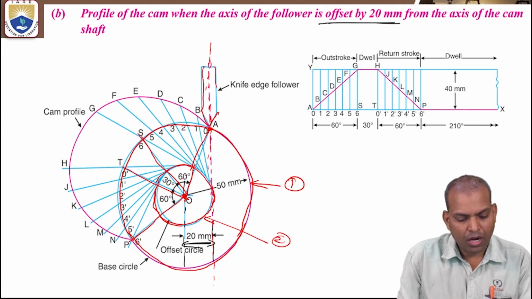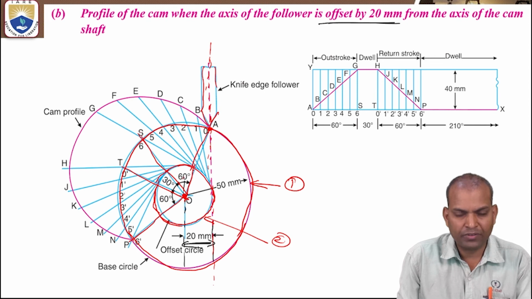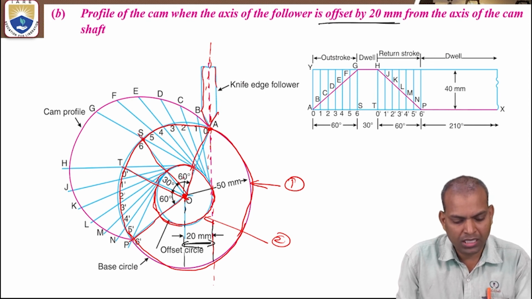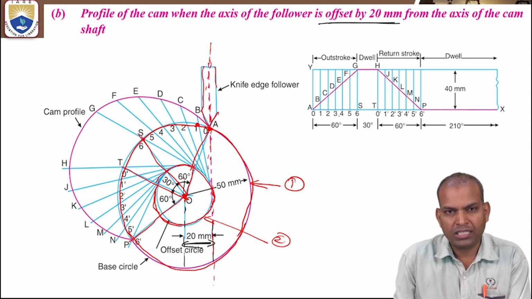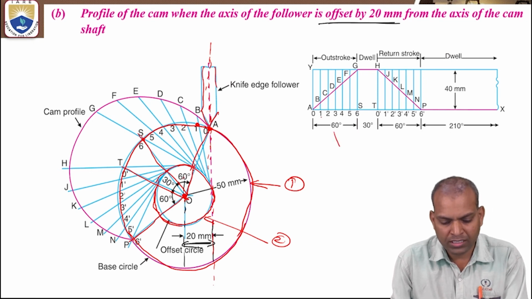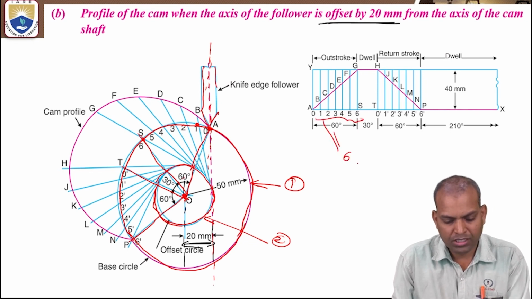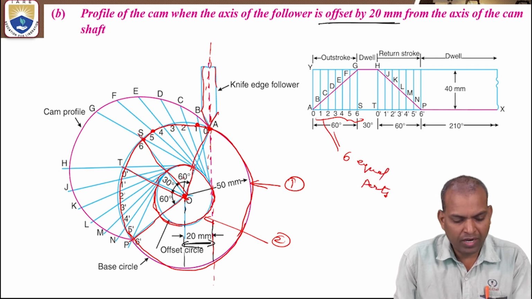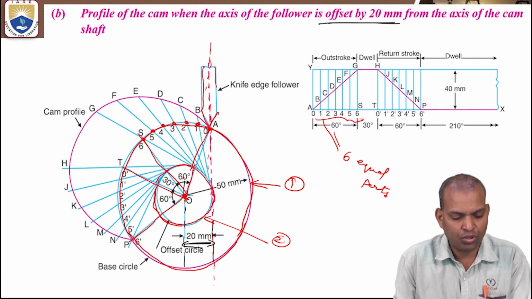divide this outstroke on the circumference of the base circle into 6 equal parts. Because in the displacement diagram, the outstroke is divided into how many parts? 6 equal parts. The same number of equal parts you have to divide the circumference of the base circle into: 0, 1, 2, 3, 4, 5, 6.